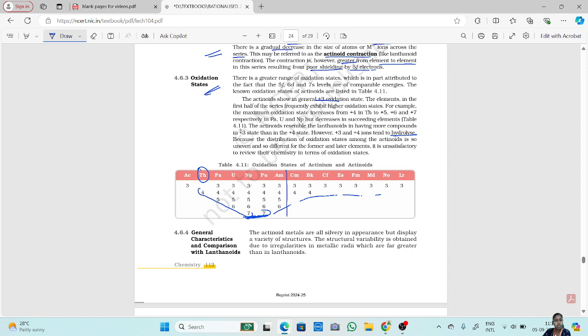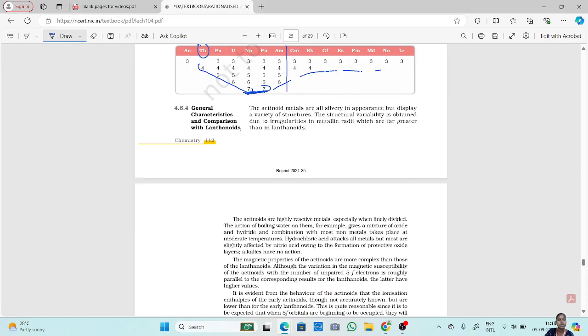Because the distribution of oxidation states among the actinoids is so uneven and so different from the former and later elements, it is unsatisfactory to review their chemistry in terms of oxidation state. Here you can see all these elements show different oxidation states. It is not a regular pattern; there is an irregularity. This and their radioactivity make it difficult to study these compounds, and learning their chemistry using oxidation states is really difficult.